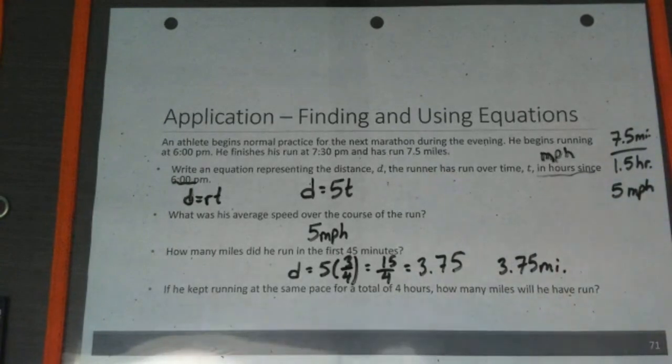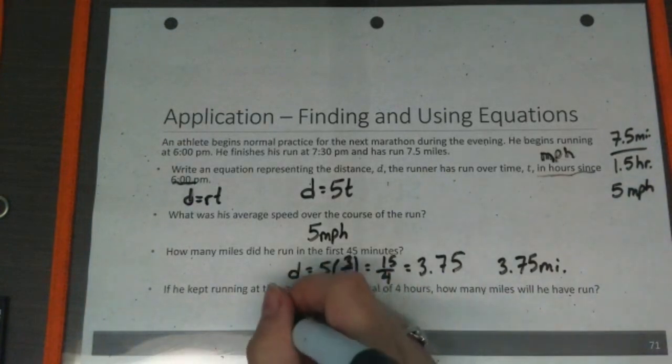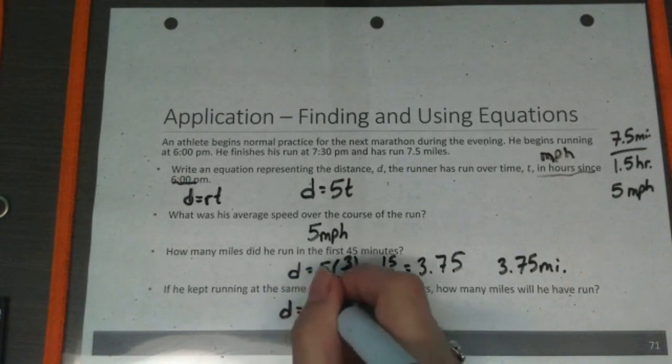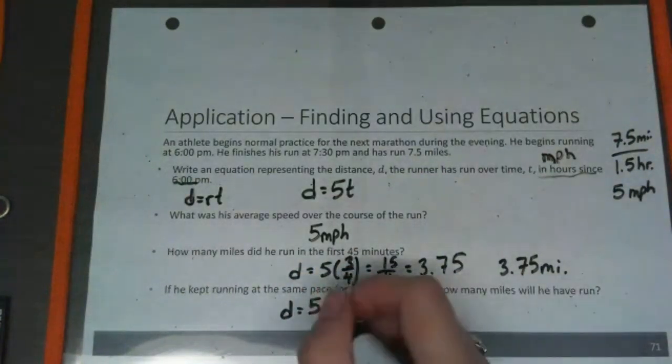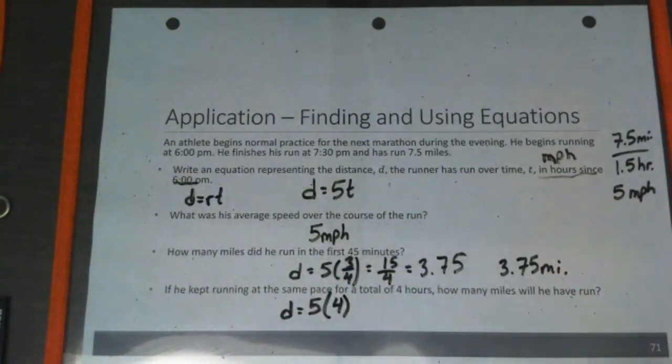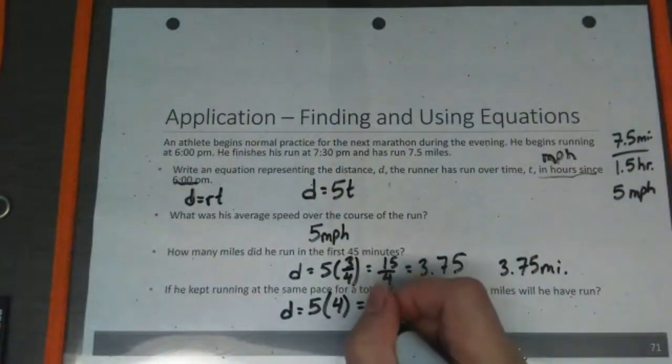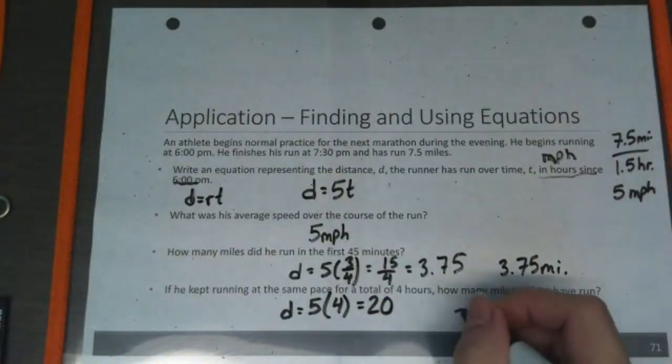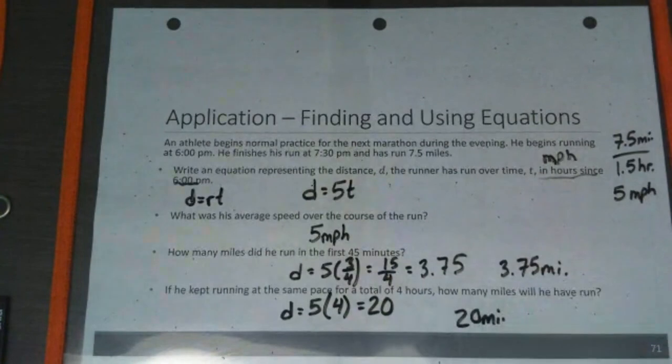If he kept running at the same pace for a total of 4 hours, how many miles will he have run? We can use the same equation, D equals RT. We know his rate is 5, and if he's running for 4 hours, we can plug in 4 for t, and 5 times 4 is 20. So the distance is 20 miles.